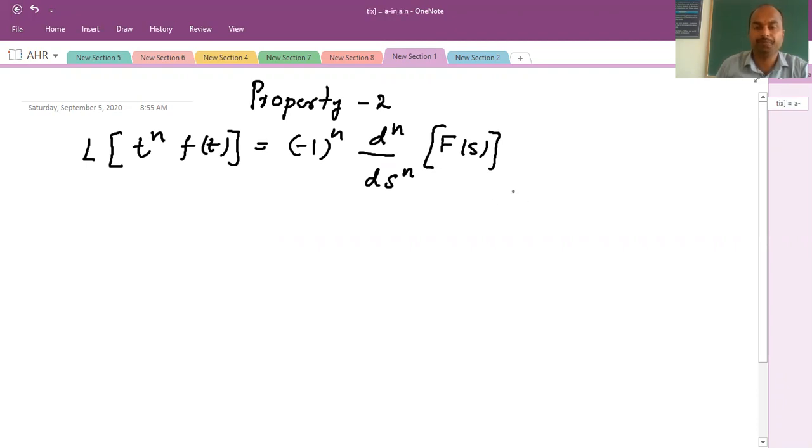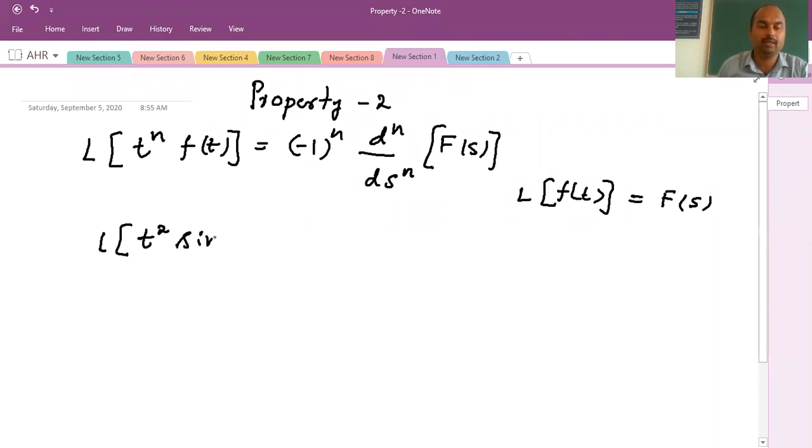So where L of f of t is f of s. Now we'll understand this property by taking an example. Laplace transform of t square sin at.